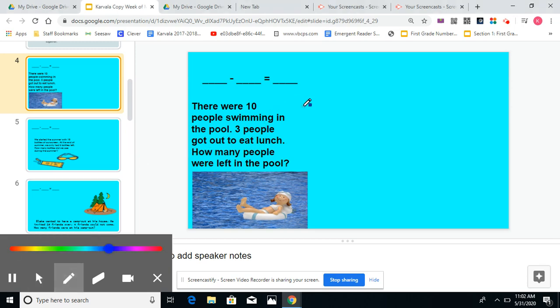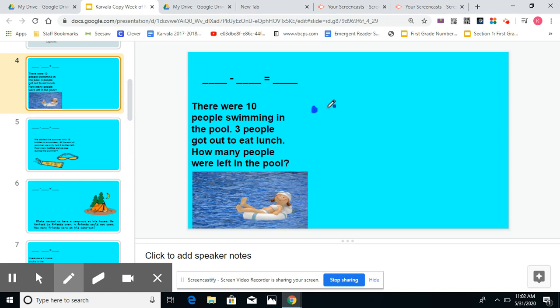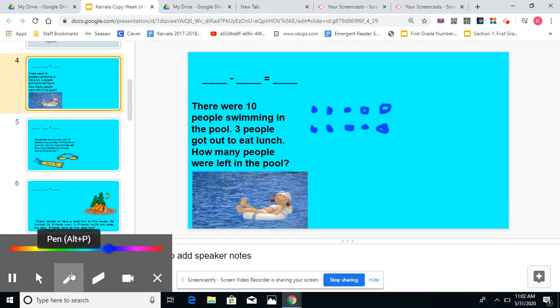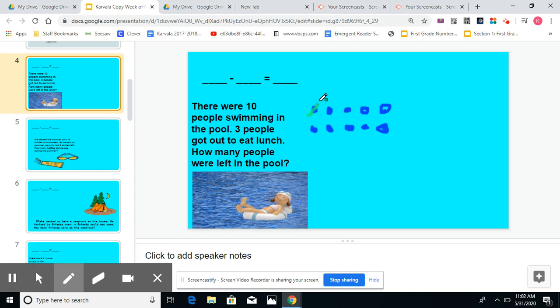And I know we're starting with 10 people in the pool. So let's draw my 10 people. 1, 2, 3, 4, 5, 6, 7, 8, 9, 10. And then it says that 3 of them got out of the pool. So I'm going to cross out 3, 1, 2, 3, or you could erase the 3. If you have manipulatives at home, you could show this, or you could just draw it yourself.